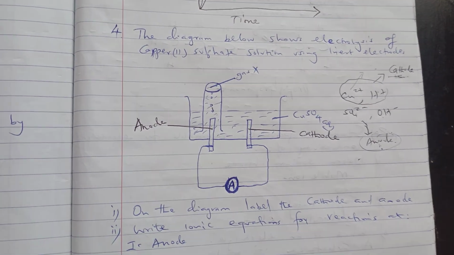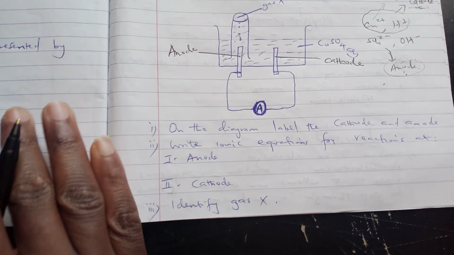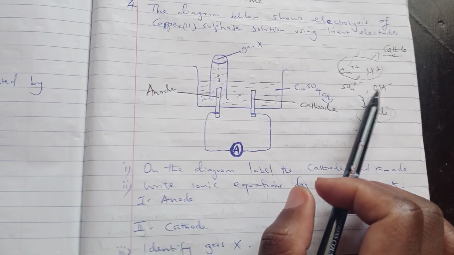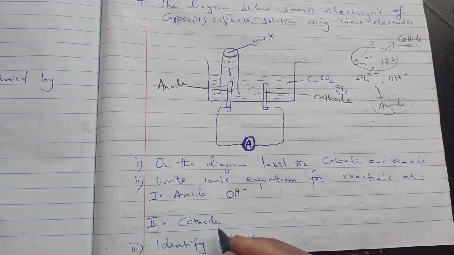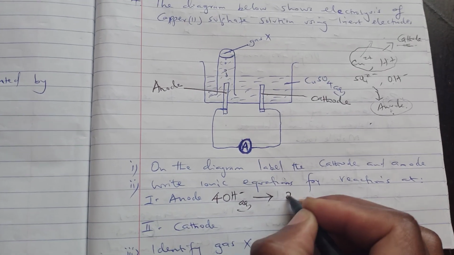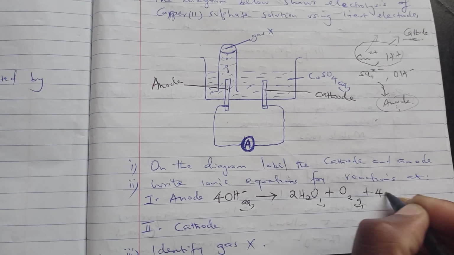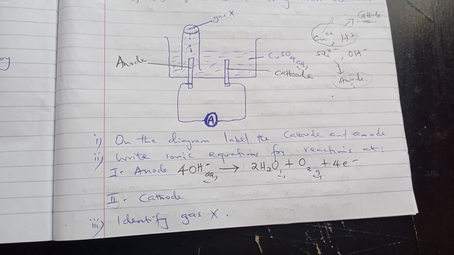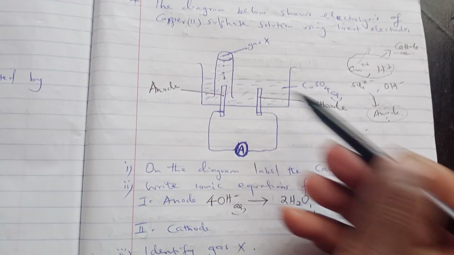And then you're told write ionic equations for the reactions at anode and cathode. Now once you have identified the anode and the cathode, then you use the same concept that I'm telling you here. The sulfate ions and hydroxide go to the anode, and then OH ions are the ones that are discharged. So you'll have, they're always 4 moles of hydroxide ions. They are released to give you 2 moles of water. This one you must get it always plus 4 electrons. It's always like that. 4 moles of hydroxide giving you 2 moles of water, 1 mole of oxygen, and 4 electrons.